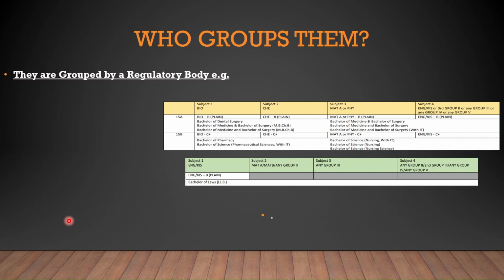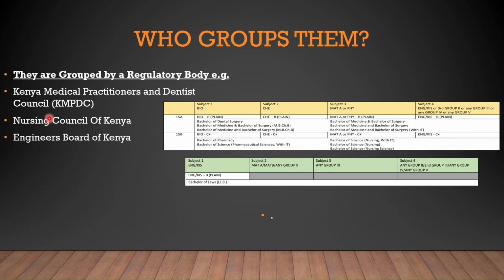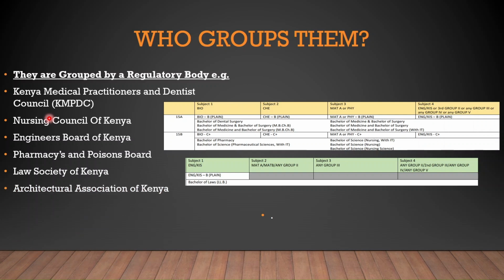So which are these regulatory bodies? We have things like the Kenya Medical Practitioners and Dentists Council. Remember, this is not Dentist Union, but Dentist Council. We have the Nursing Council of Kenya (NCK), the Engineers Board of Kenya (EBK), and the Pharmacy and Poisons Board that regulates pharmacy courses. We have the Law Society of Kenya regulating law courses, the Architectural Association of Kenya regulating architecture courses, the Media Council of Kenya regulating media courses, and the Clinical Officers Council regulating clinical courses. And so many others, like the Institution of Surveyors of Kenya and the Institution of Human Resource Management. There are so many that I cannot list all of them.